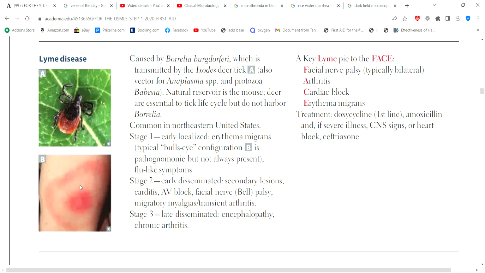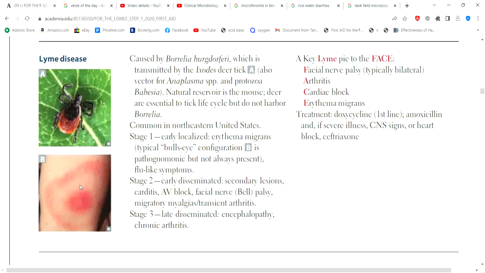Erythema migrans. Treatment is doxycycline, which is first line, and amoxicillin. And if it's severe illness, like if you have a cardiac sign or heart block, you give ceftriaxone. So first line is doxycycline or amoxicillin, but if it's severe, you give ceftriaxone. How do you know if it's severe? If there are cardiac manifestations.